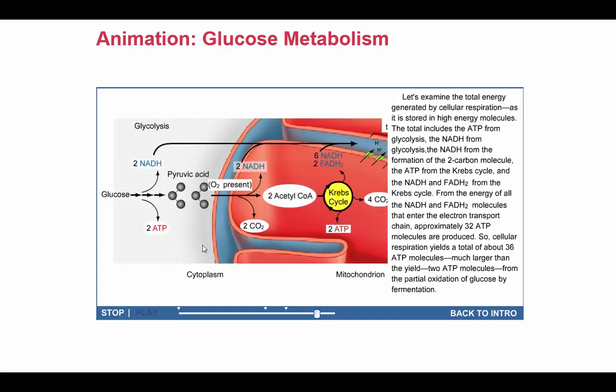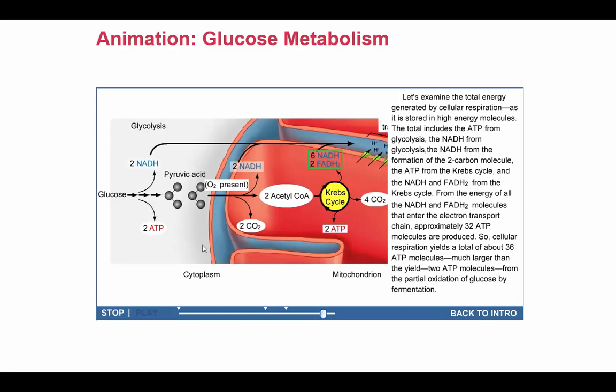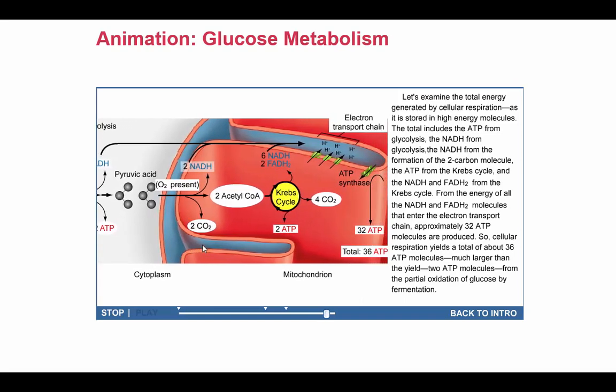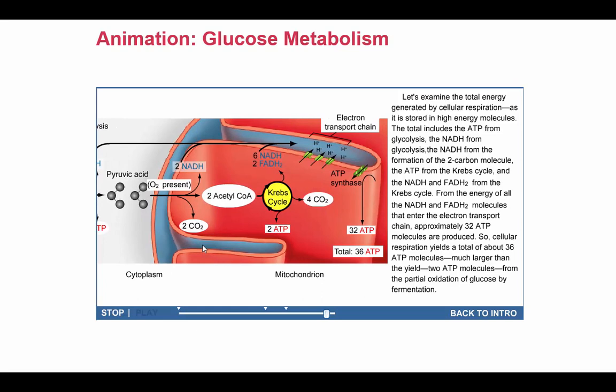Let's examine the total energy generated by cellular respiration as it's stored in high-energy molecules. The total includes the ATP from glycolysis, the NADH from glycolysis, the NADH from the formation of the 2-carbon molecule, the ATP from the Krebs cycle, and the NADH and FADH2 from the Krebs cycle. From the energy of all the NADH and FADH2 molecules that enter the electron transport chain, approximately 32 ATP molecules are produced. So, cellular respiration yields a total of about 36 ATP molecules, much larger than the yield, 2 ATP molecules, from the partial oxidation of glucose by fermentation.